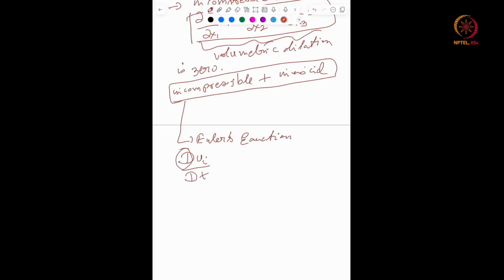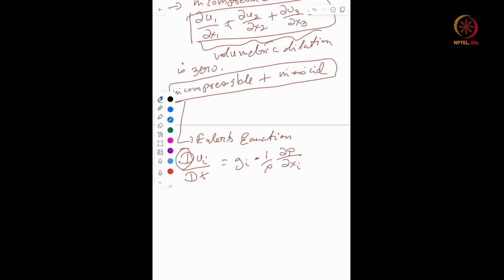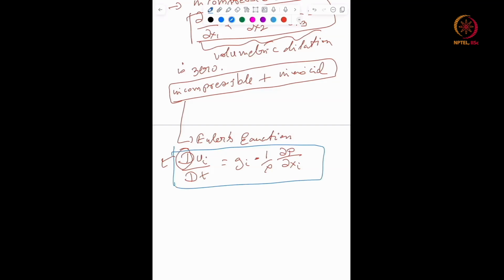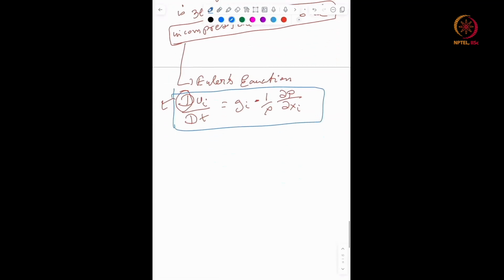Remember, this was the substantial derivative. Then there was this term. Then you have the pressure gradient term, 1/rho dp/dxi. So this is basically the Euler's equation. So the continuity and the Euler form a closed system which is sufficient for determining the fluid velocity. So from here you can determine the fluid velocity and you can determine the fluid pressure.